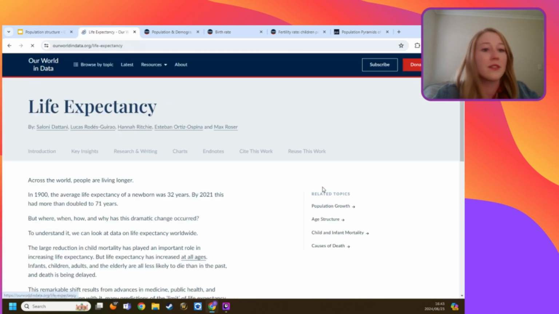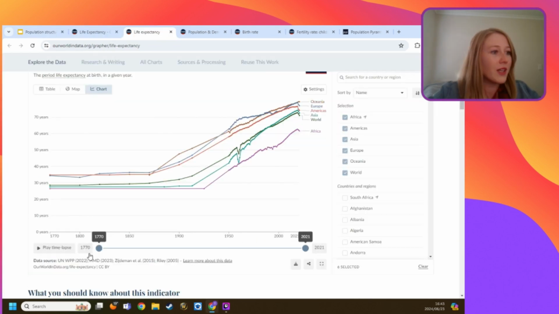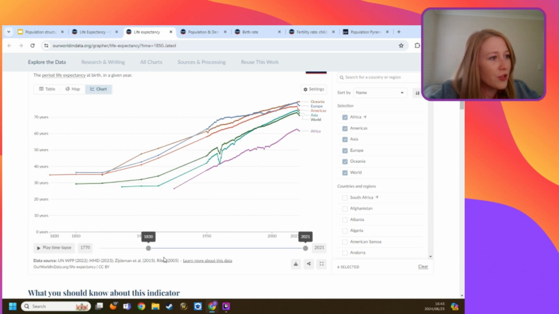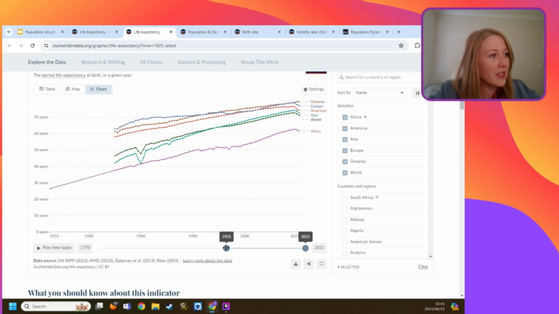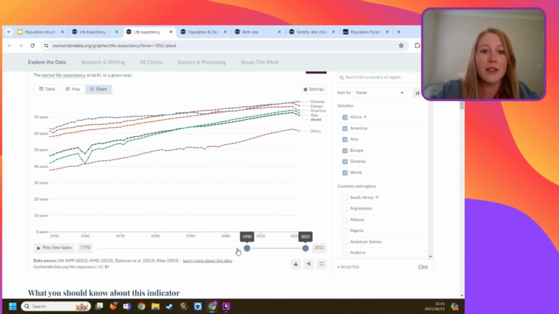Okay, there's life expectancy. So let's just go to that already. First thing I want to do is change these years. You can see over there it starts at 1770, and I want to move that to 1950. So that is looking at the same years as the fertility indicators are.